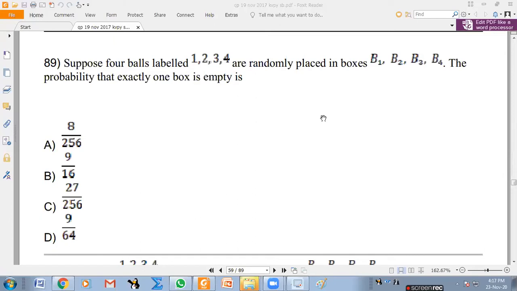89. Now, suppose 4 balls labeled 1, 2, 3, 4 are randomly placed in 4 boxes. The probability that exactly one box is empty. If exactly one box is empty, it means in the other three boxes, definitely something, no box should be empty.